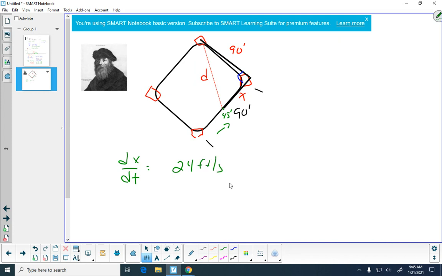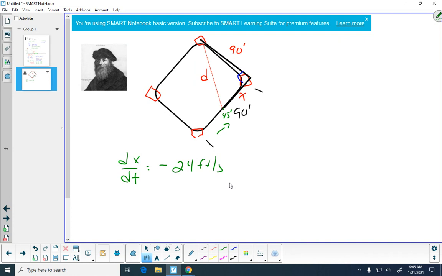But what is happening to this distance x here as he continues to run down the base? Is it getting bigger or getting smaller? Evan? It's getting smaller. So what do you think we should throw with the 24? A negative. So we should throw a negative there. Why? Because it's getting shorter.